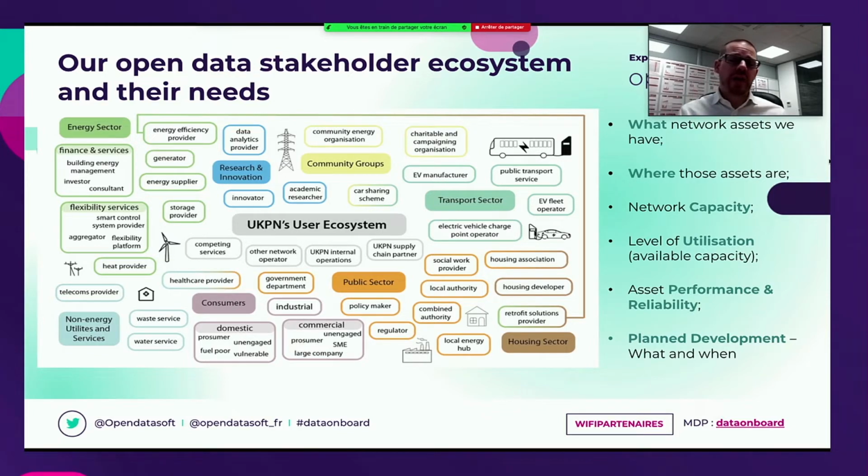So first of all, what assets do we have? Where are those assets located? What are their capacity and level of utilization? What's their relative performance and reliability? And finally, what plan development do we have? Where are we going to be increasing our network in terms of capacity or new circuits that people connect to? Ultimately, those things are pretty much common across this entire ecosystem. So by having that baseline understanding at headline level, it's allowed us to really focus our effort in the right places going forward as we get more granular into their specific needs. Next slide, please.